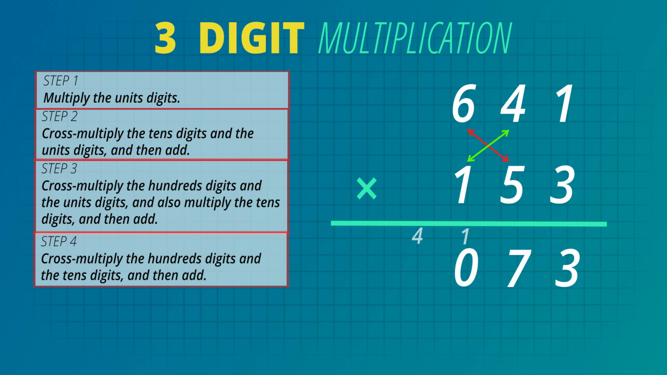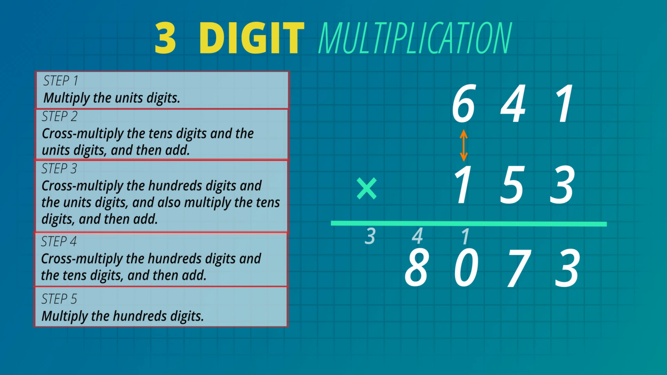In the fourth step, cross-multiply the digits in the hundreds and tens and then add. 6 times 5 is 30, 1 times 4 is 4. Now add these. 30 plus 4 is 34. Remember to add the 4 that was carried from the previous step. So 34 plus 4 is 38. Write 8 in the answer and carry the 3 to the next step.